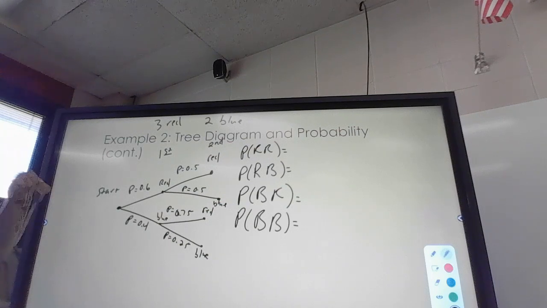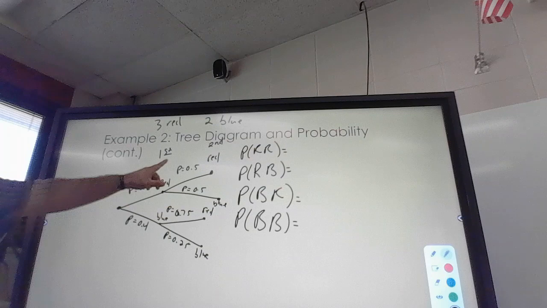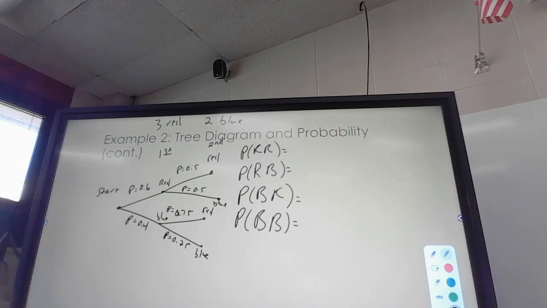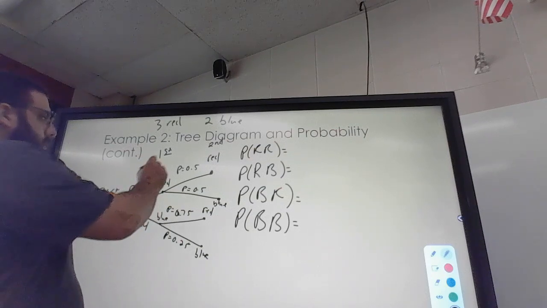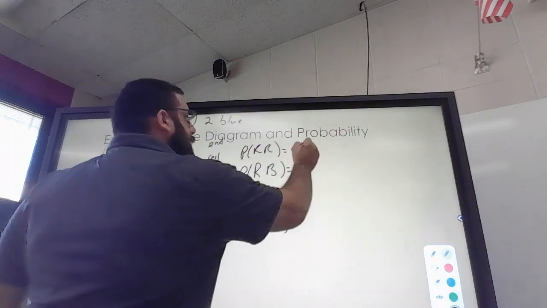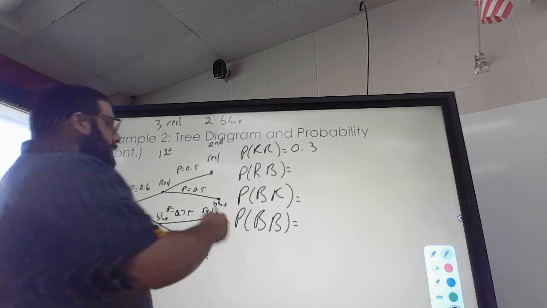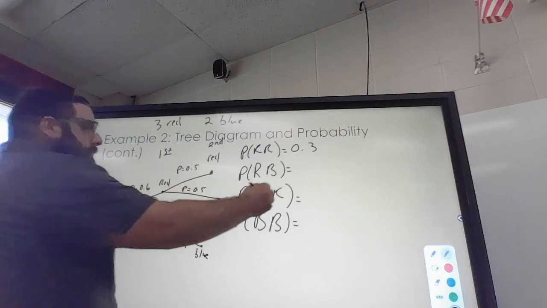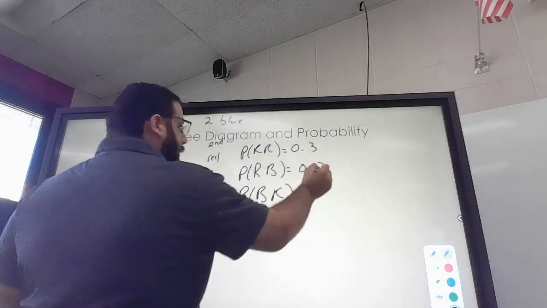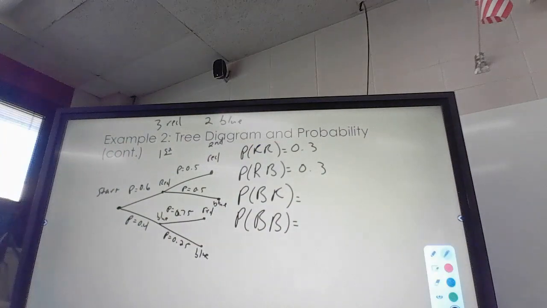So, for example, when I want the probability of 2 reds, the first one being red is 0.6. The second one being red after the first one's red is 0.5. So 0.6 times 0.5, that's 0.3. Now the probability that I choose a red and a blue, it's the same probability, 0.3. Now, what about the probability that I choose a blue first and then a red?